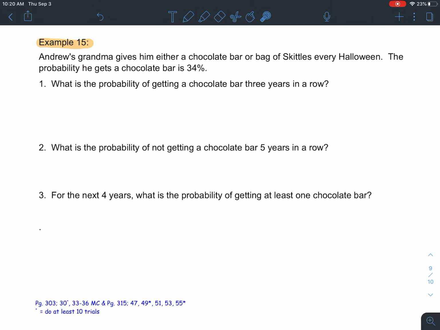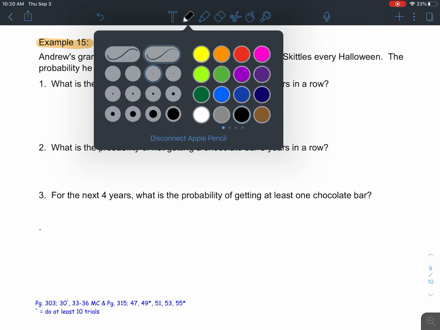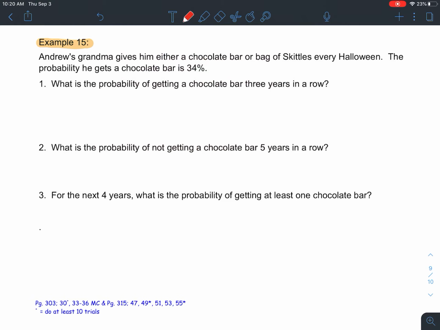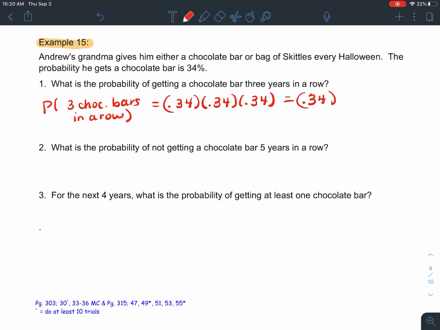All right, so this last problem is really, really important, and it generally is pretty tricky for students. We're going to start out with this first part here. It says, Andrew's grandma gives him either a chocolate bar or a bag of Skittles every Halloween. Okay, so he gets one or the other. The probability that he gets a chocolate bar is 34%. It says here, what is the probability of getting a chocolate bar 3 years in a row? Okay, so we're looking for 3 chocolate bars in a row. Okay, and we know for any given year, he's got a 34% chance.